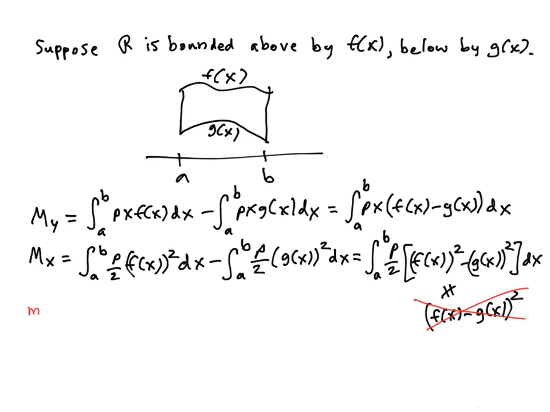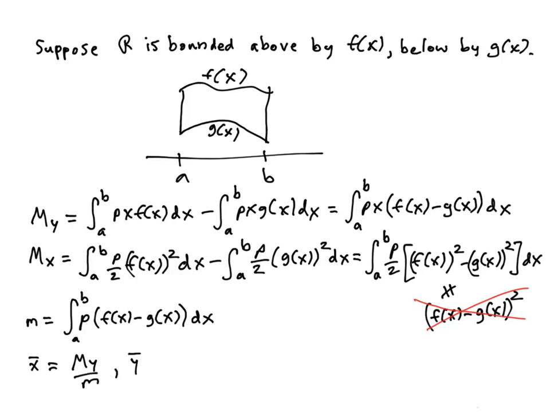What would m be? Oh, let me go back to my last color. So m, you guys have already found the area between two curves like this before in Math 60 in single variable calculus, part 1. So we know that this is equal to rho times the top function minus the bottom function, dx. And then finally, you know that x bar is equal to my over m, and y bar is equal to mx over m. Okay?